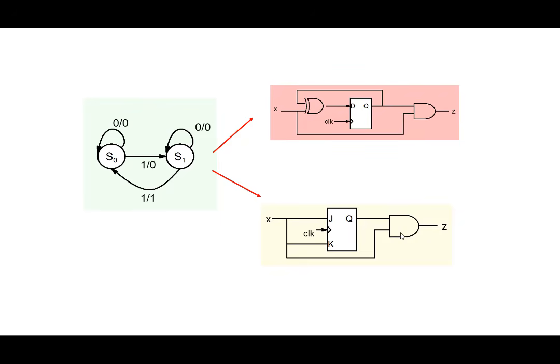But designing with a JK flip-flop is slightly more complex, because we have to look at what is the expression for J. In this case, it happened J and K are the same. But what is the expression for J and what is the expression for K, and we have to implement two logic blocks here. One logic to generate J, another logic to generate K. So it's a little bit more involved as compared to the D flip-flop.